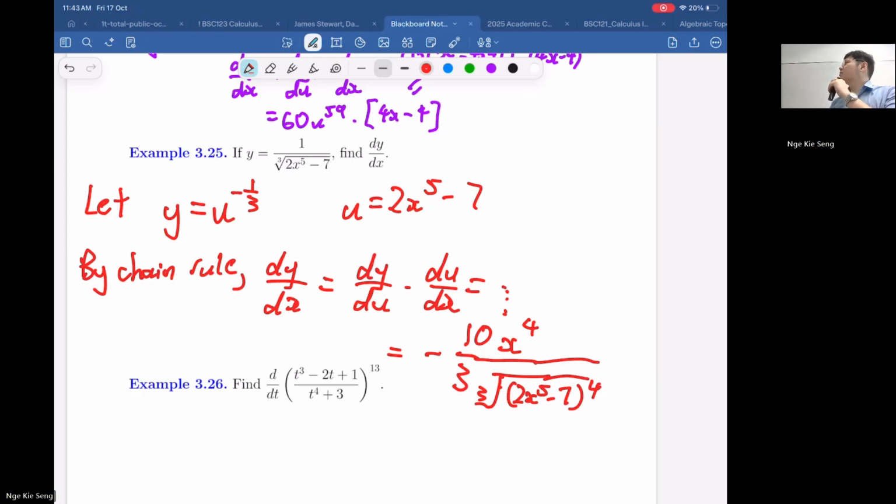Yeah. So we have a cube root. So here is put 3. And then 2x to the 5, and then minus 7. Let's see if we get the same answer or not. Yeah. Okay, we'll get the same answer. Okay. So these two are to help you, but not to help you copy.